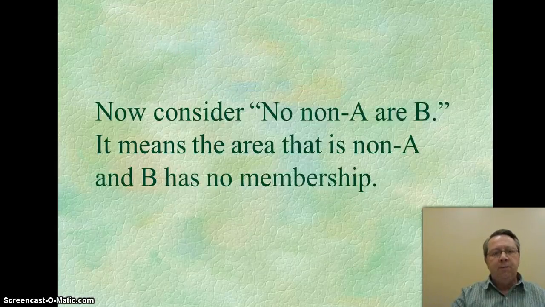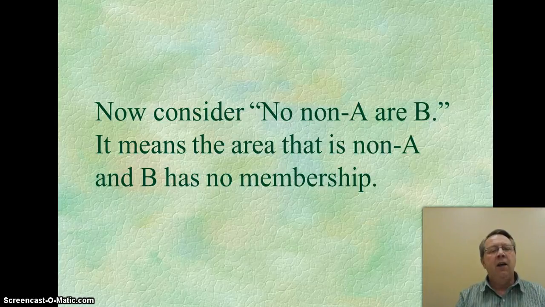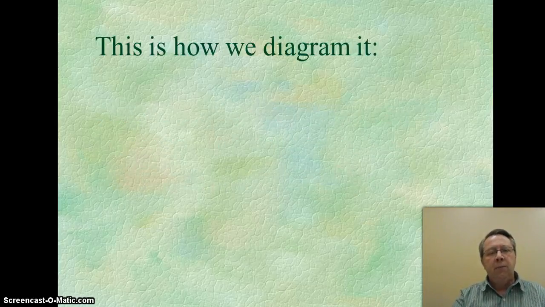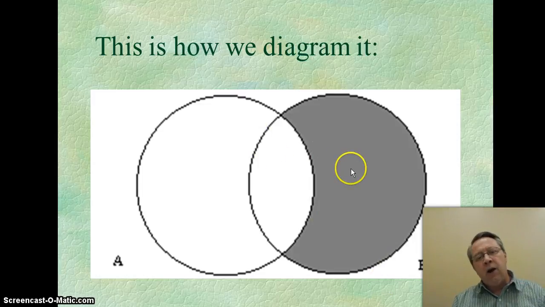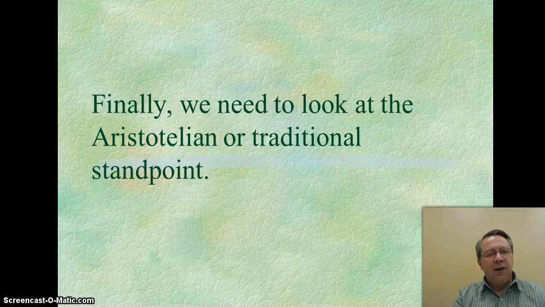Now consider no non-A are B. It means that the area that is non-A and B has no membership. So we diagram it like this. The area that is non-A and B, so this is the B area and it's a non-A area, has no membership. If this is confusing you, bring your questions to class, and we'll talk about it.